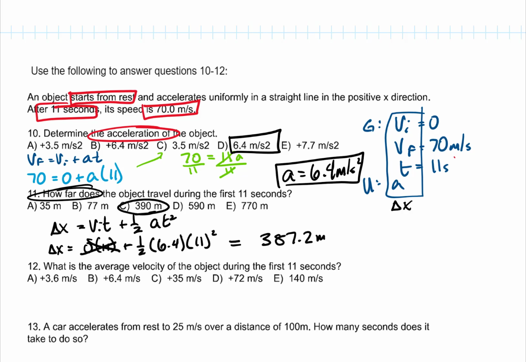Last one, what is the average velocity during the first 11 seconds? We'll just do this one way. Average velocity is always total displacement over total time. We have our total displacement, 390 meters, and our total time of 11 seconds. So our average velocity comes out to be 35-ish meters per second.